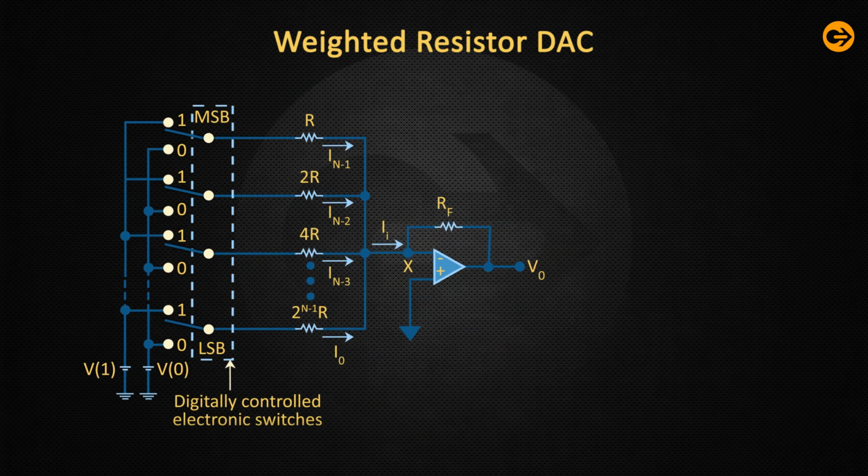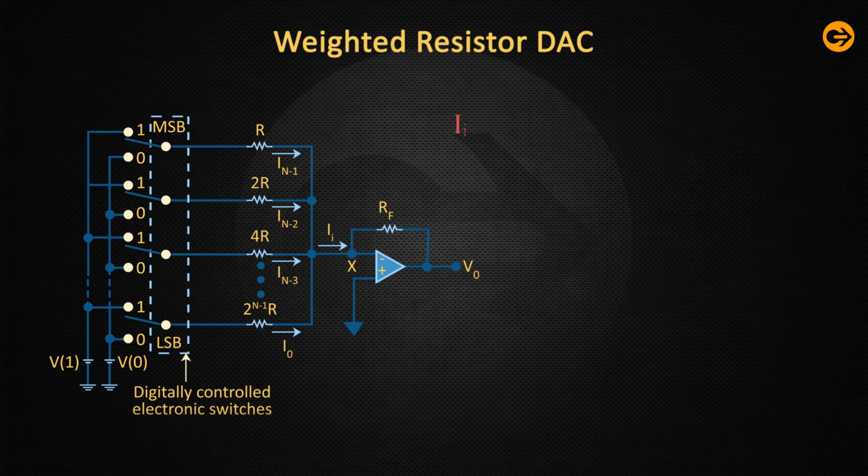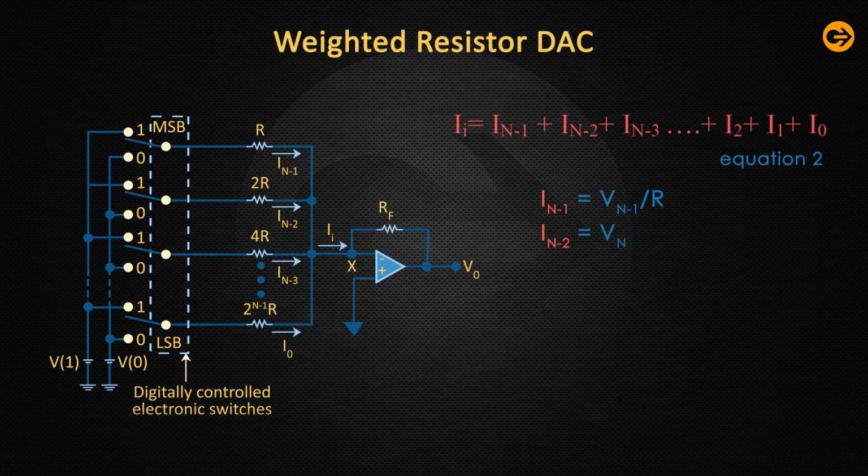Hence, the current Ii is given by Ii is equal to I n minus 1 plus I n minus 2 plus I n minus 3 up till I2 plus I1 plus I0, which is equation 2, where I n minus 1 is equal to V n minus 1 by R, I n minus 2 is equal to V n minus 2 by 2R, I n minus 3 is equal to V n minus 3 by 2 square R, and so on up till I0 is equal to V0 by 2 to the power n minus 1 R.